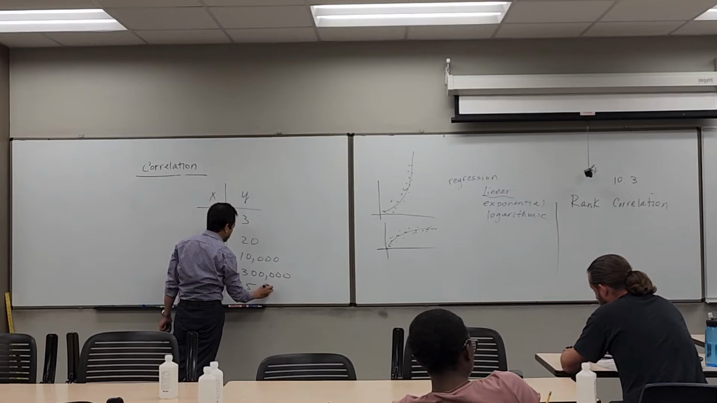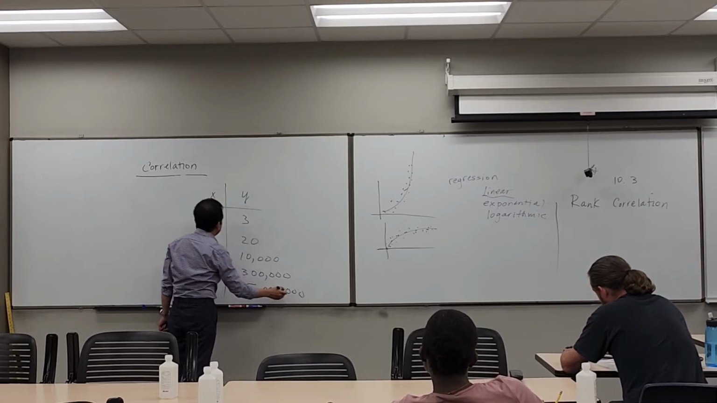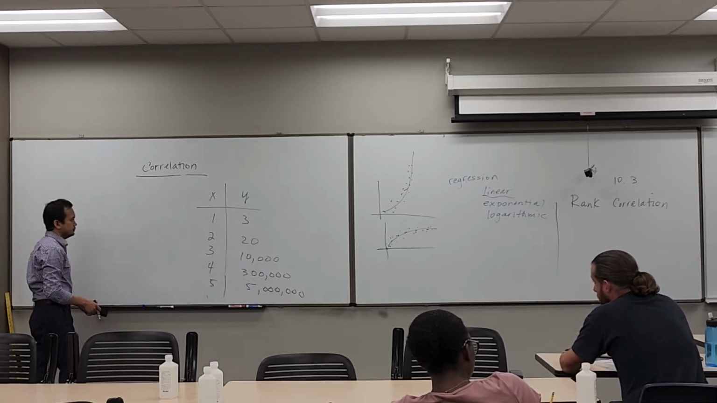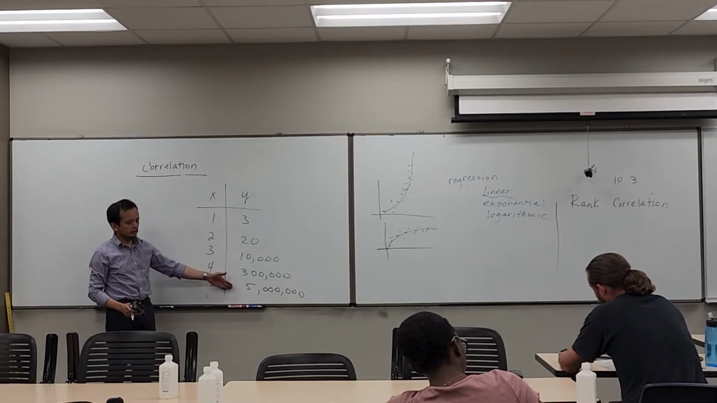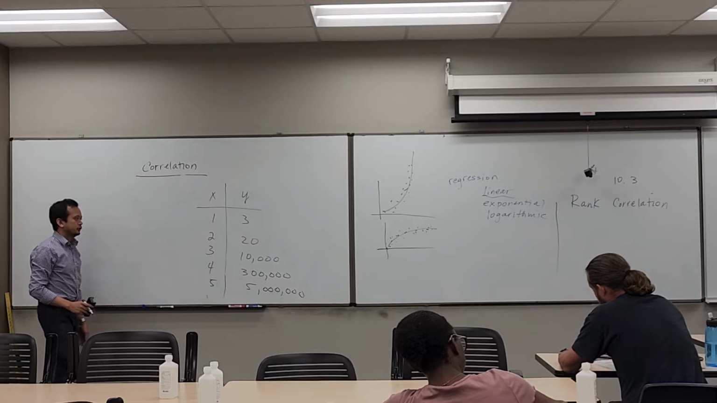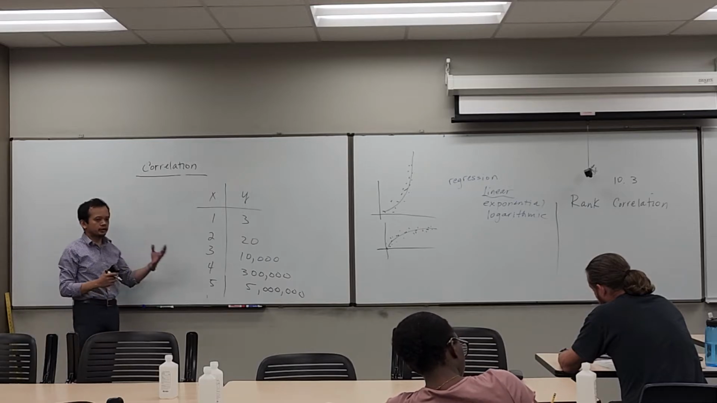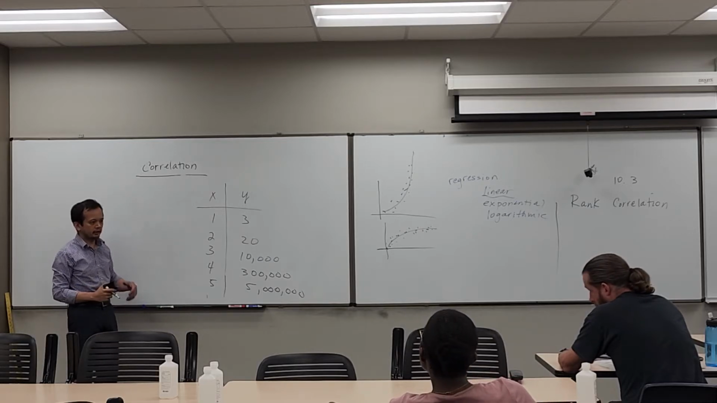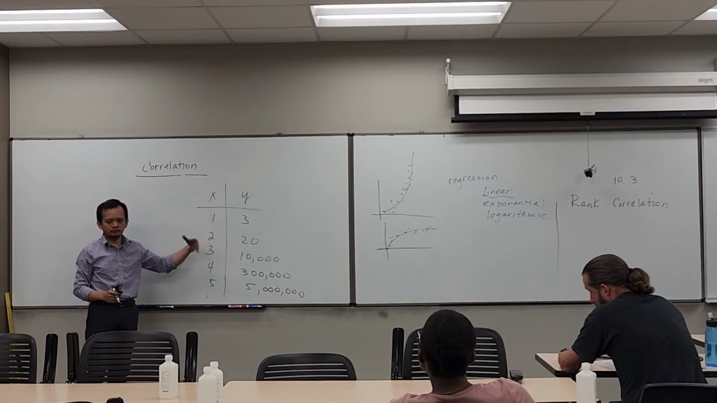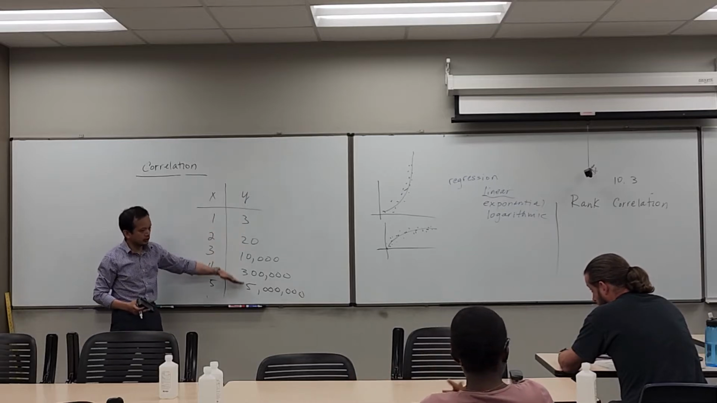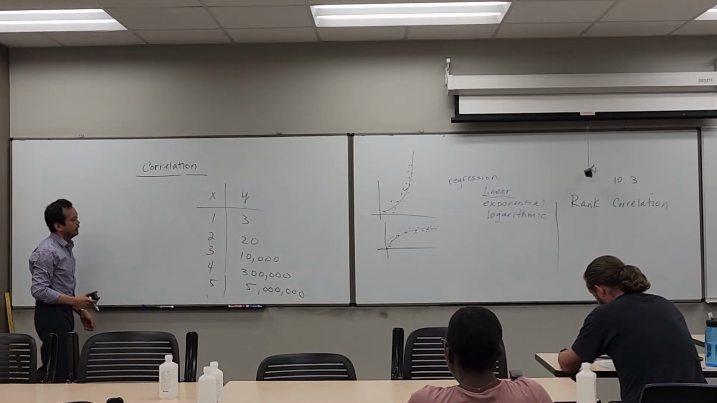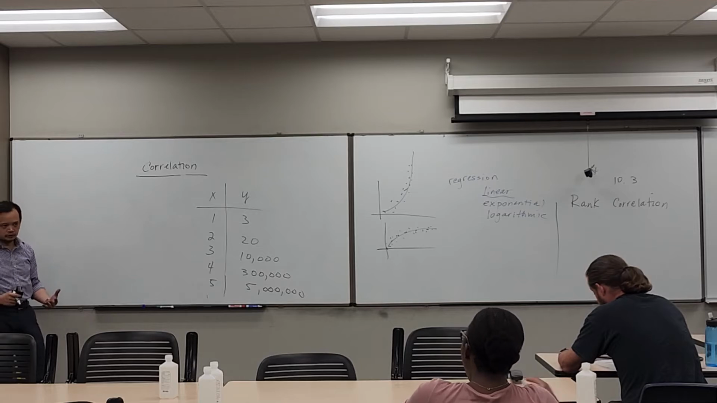So let's say you have these data points. These are the values of x, and the corresponding values of y. So just by looking at this, should there be correlation between these variables? As x is increasing, is y trending up or trending down? Yeah, as x is going up, y is also going up, definitively. So you should be able to conclude correlation here.